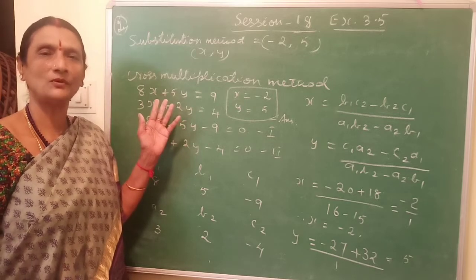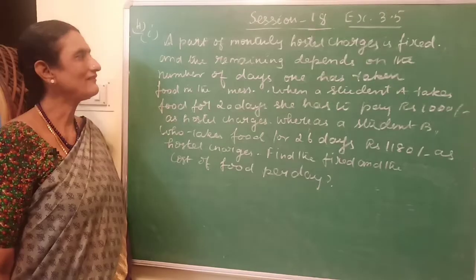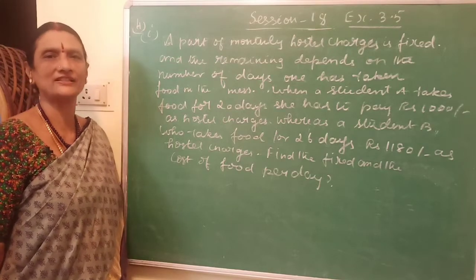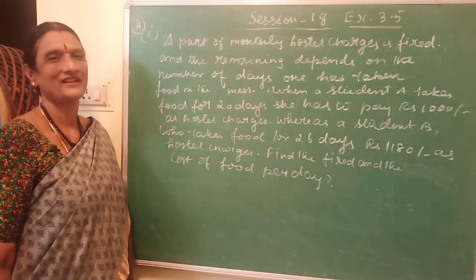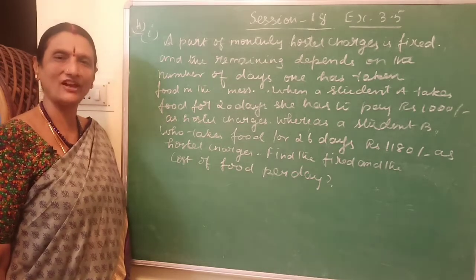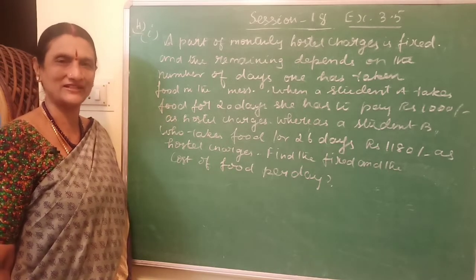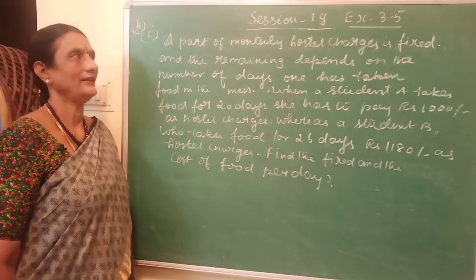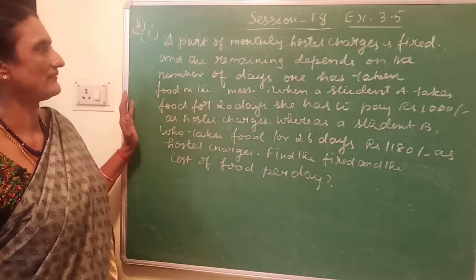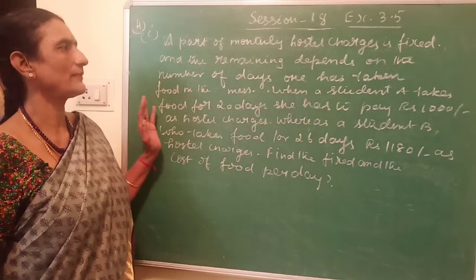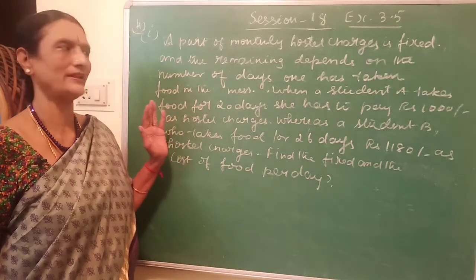Okay, shall we move on to the next sum? Children, we'll move on to the fourth sum, first subdivision. This is a situation sum. So understand the situation and you have to arrive at some linear equations and solve it. Okay. Now, a part of monthly hostel charges is fixed and the remaining depends on the number of days one has taken food from the mess.